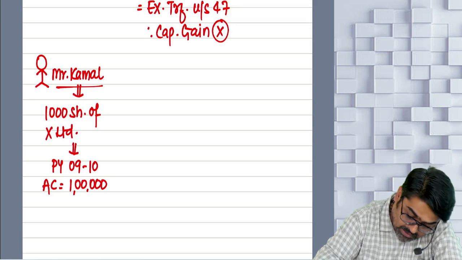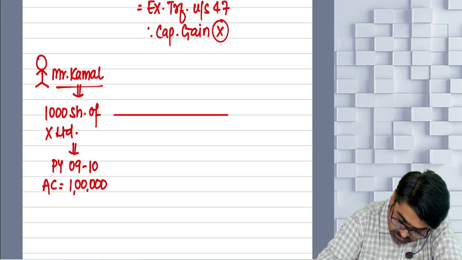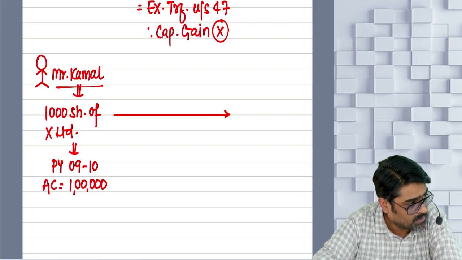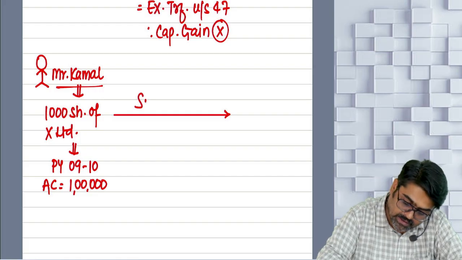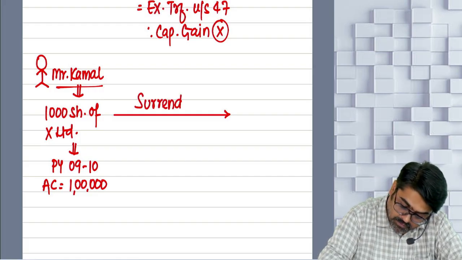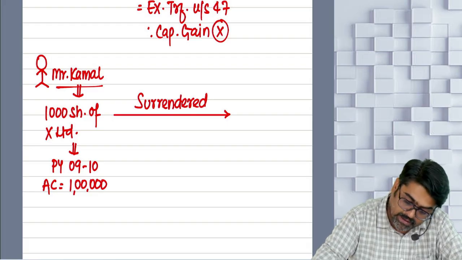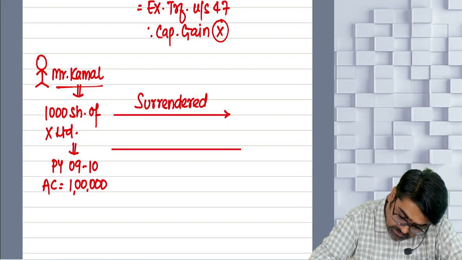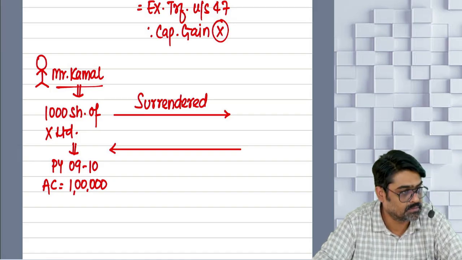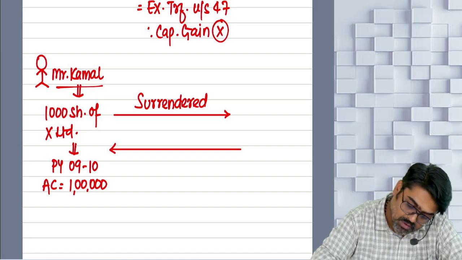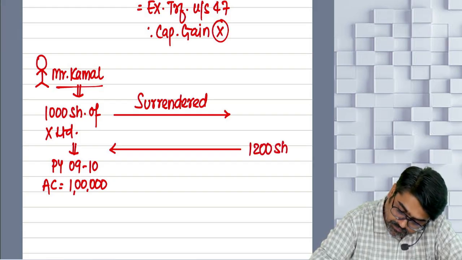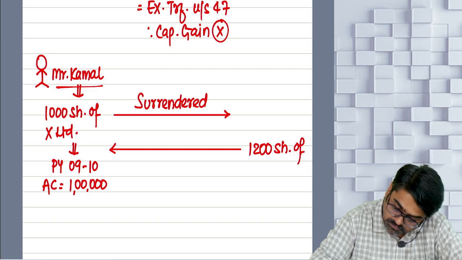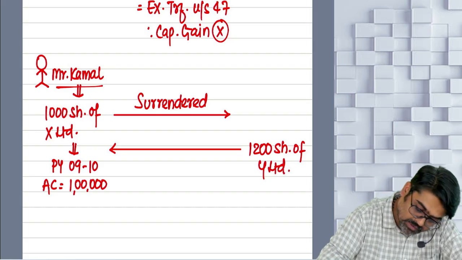Now what will Kamal do? Kamal will give these shares. So these shares will be surrendered. And in lieu of these shares, what will Kamal get? New shares. Getting my point? So in return, Kamal is getting 1200 shares. 1200 shares of which company? Y Limited. Now, sir, what is X Limited?